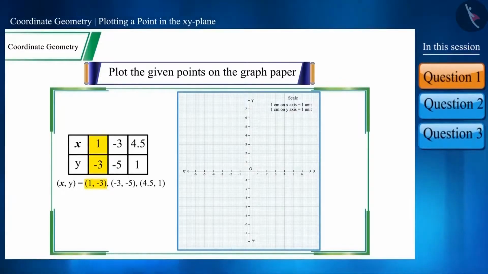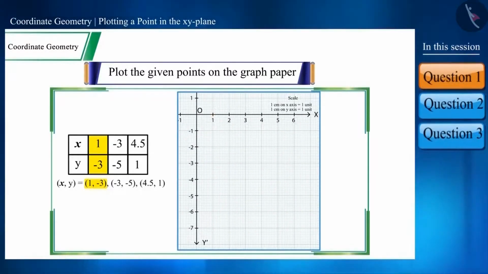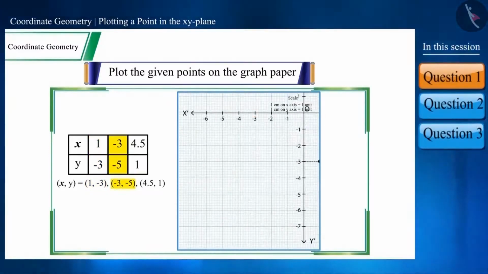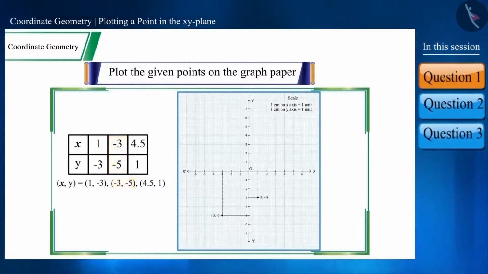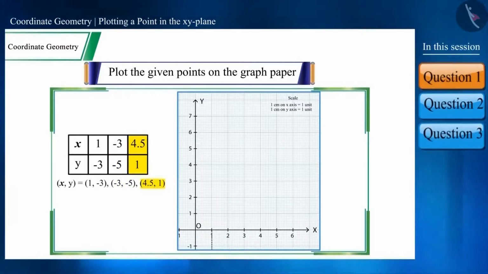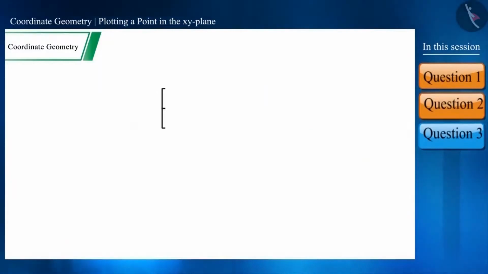According to the methods described in the previous video, x coordinate is 1. So from 1, move the line to -3 on the y-axis and plot the point there. The second point is located at -3 on the x-axis after moving downwards by -5. And likewise, the third point is located in the first quadrant, between 4 and 5, where it is plotted 1 unit above 4.5. Let us now take the next question.